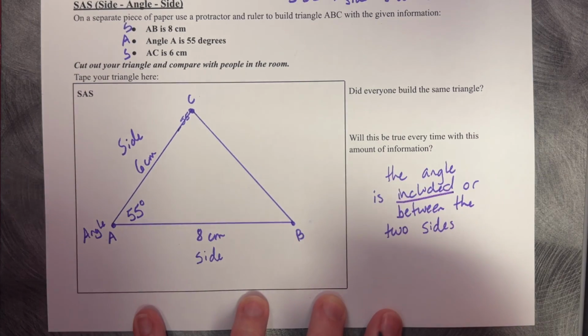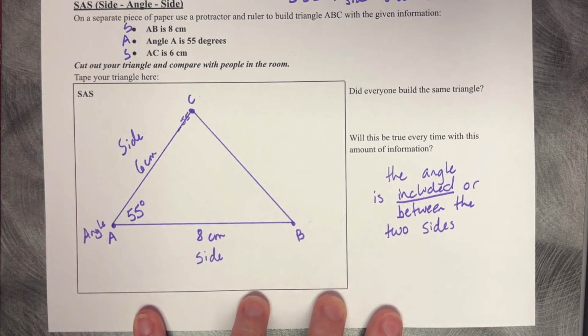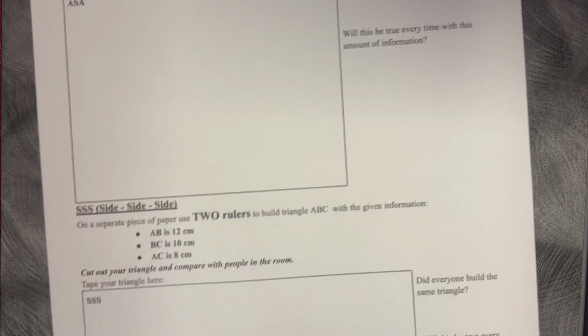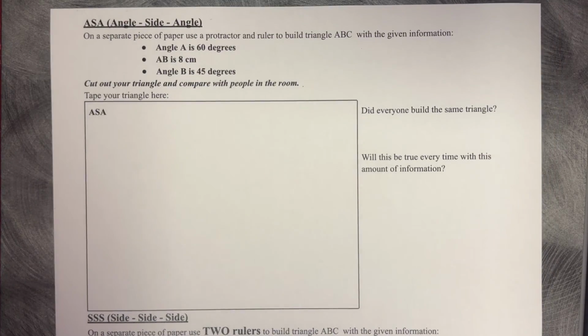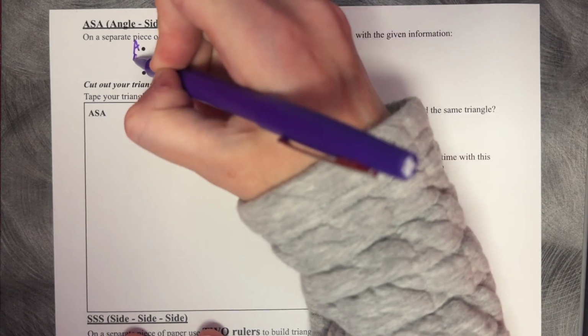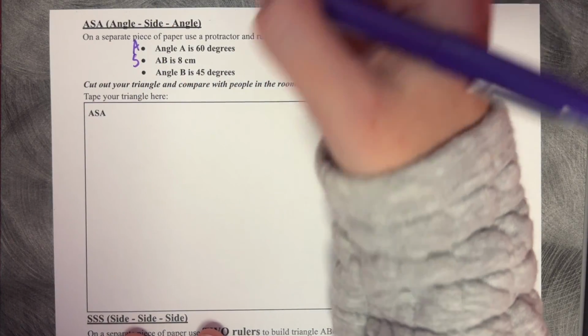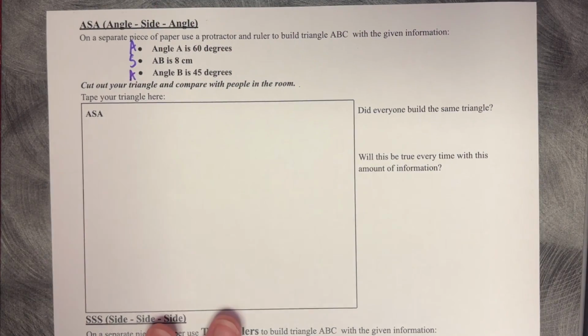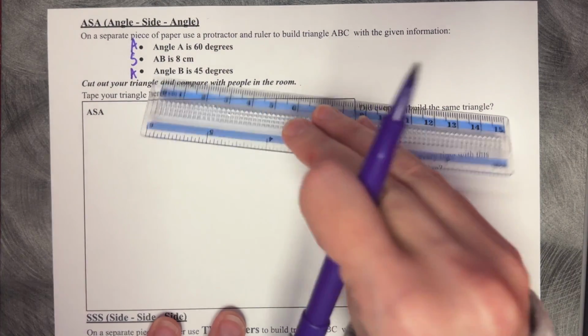Included. I know that doesn't look very good there, my writing, but it's included. All right, let's take a look at angle, side, angle. So now we've got an angle A, a side of 8 centimeters long, and another angle of 45. So let's try to start with the side length because that's where we're going to build off of.